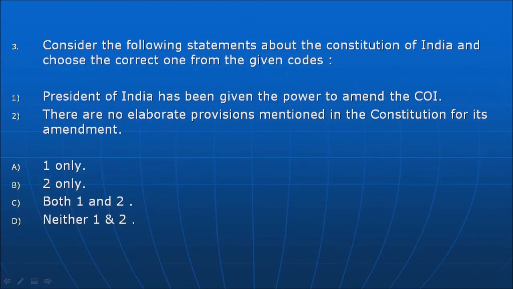Question number 3. Consider the following statements about the Constitution of India and choose the correct one from the given codes. First, the President of India has been given the power to amend the Constitution of India. Second, there are no elaborate provisions mentioned in the Constitution for its amendment. So both of these statements are wrong here. Neither of them is correct.